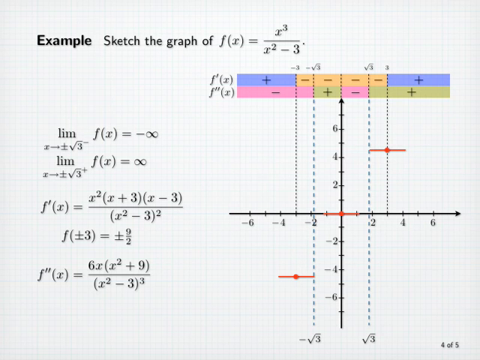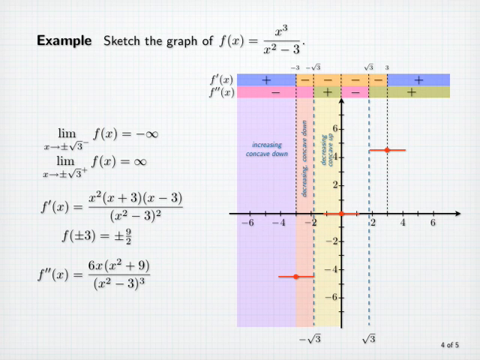So now we conclude that when x is less than negative 3, f of x is increasing, and the graph is concave down. Between negative 3 and negative root 3, f of x is decreasing while the graph is concave down. Between negative root 3 and 0, f of x is decreasing while the graph is concave up.